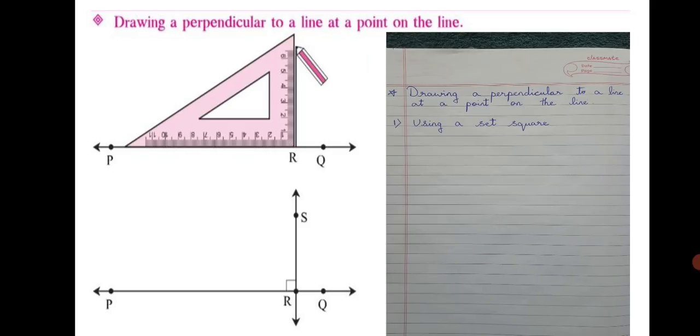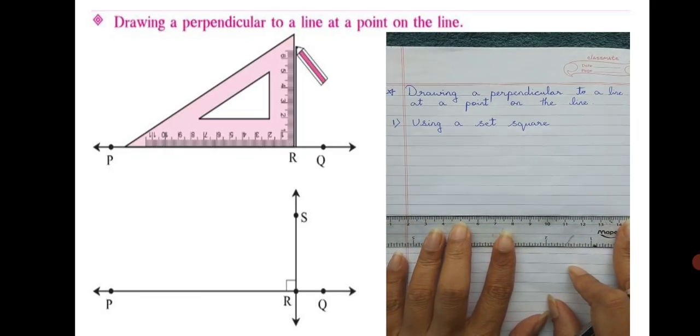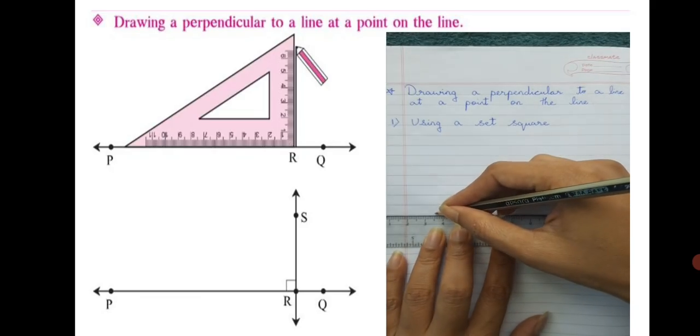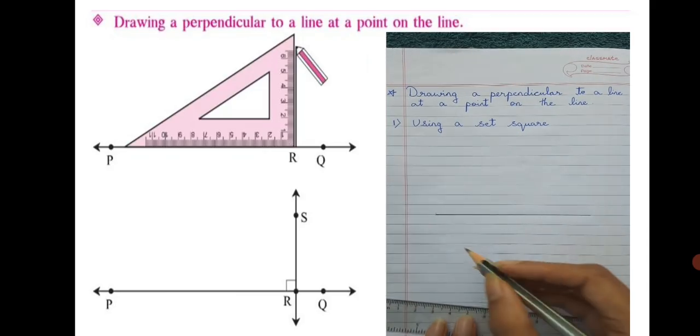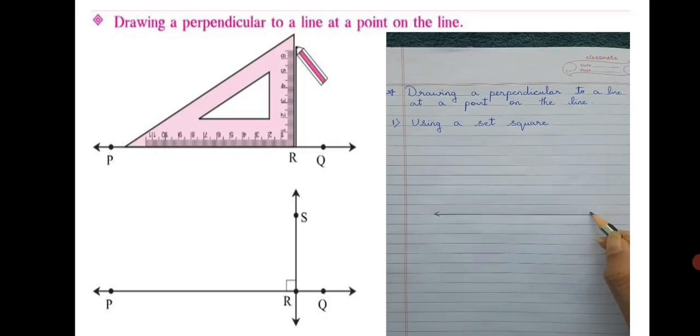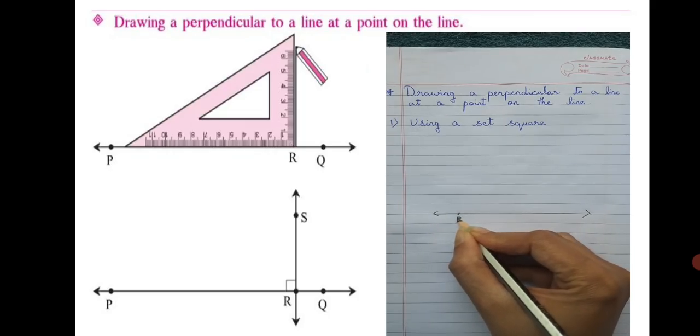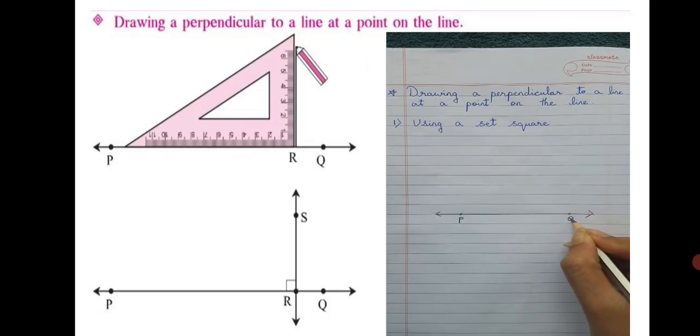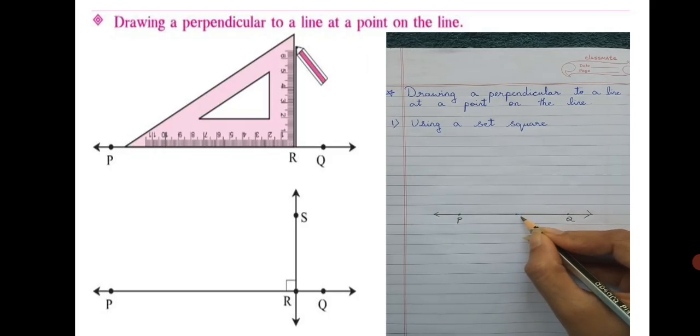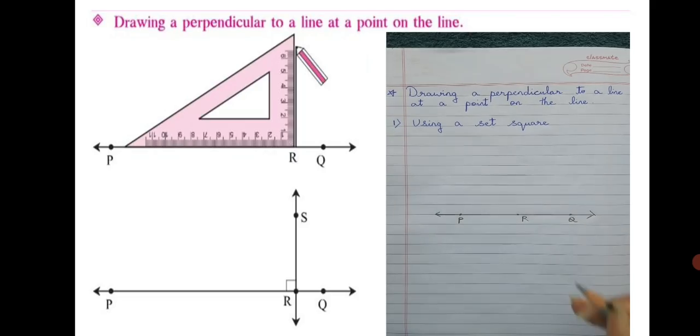So let's begin. First, we will have to draw a line in order to draw a perpendicular. So first we draw a line using a scale, and once we have drawn the line, without fail we have to mark its ends with arrows indicating that it is a line, means it extends. Now we will name it as point P on one side and the other side point Q. So this forms a line PQ. On it we take anywhere point R.